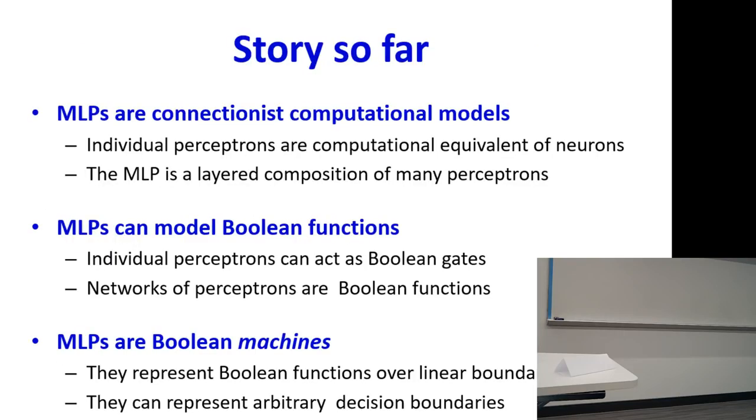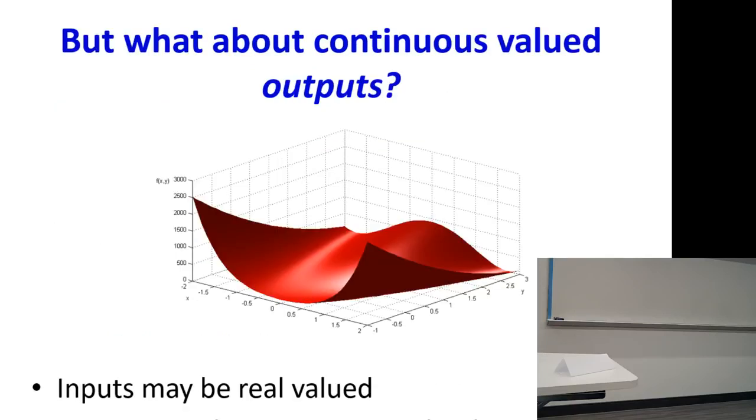So continuing our story, we've seen that MLPs, multi-layer perceptrons, are connectionist computational models. They can model Boolean functions, but they're actually Boolean machines. They represent Boolean functions over linear boundaries, and they can represent arbitrary decision boundaries. They can be used to classify data. But you can do more. You can model real valued functions.